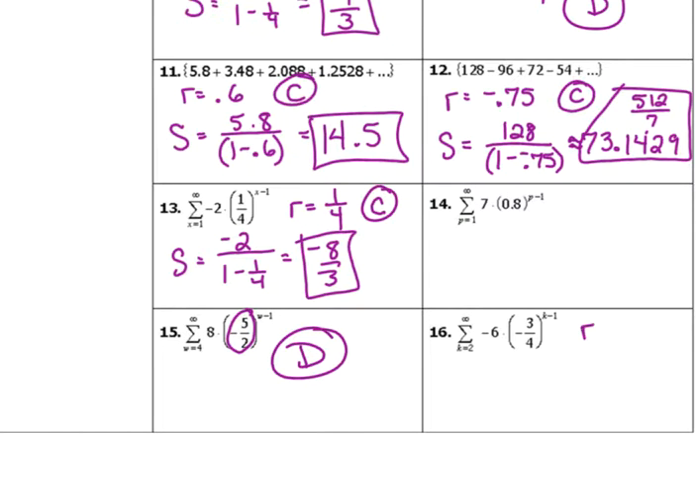The ratio is -3/4, so it does converge. But the first term that we plug into the equation is not going to be -6, because where does the index start? It starts at 2. So we've got to start with plugging in 2. So -6 times -3/4 is positive 18/4, which is positive 9/2.